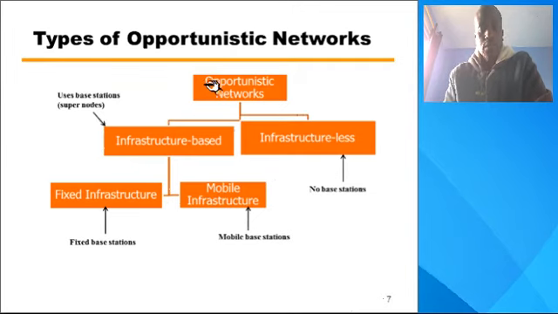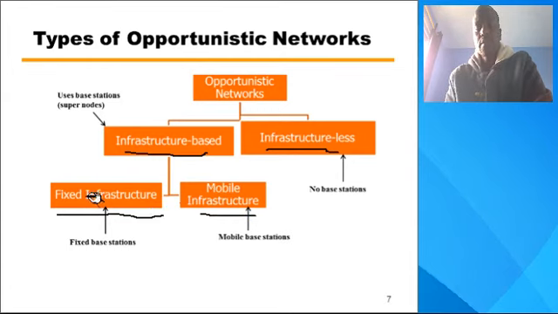Types of opportunistic networks: we have infrastructure-based opportunistic networks and infrastructure-less opportunistic networks. Infrastructure-based opportunistic networks have what we call base stations or super nodes, which are basically high-end nodes that have more computing power. They are used to store information and then route information across the network. We have two types of infrastructure-based opportunistic networks: the fixed infrastructure and the mobile infrastructure.